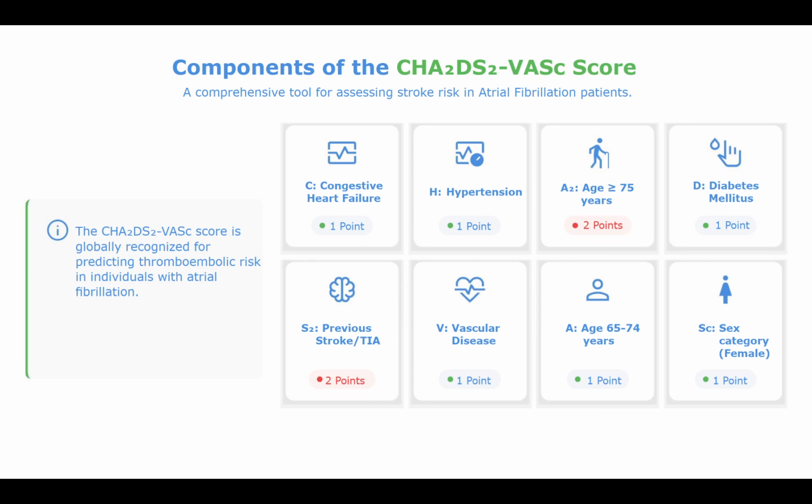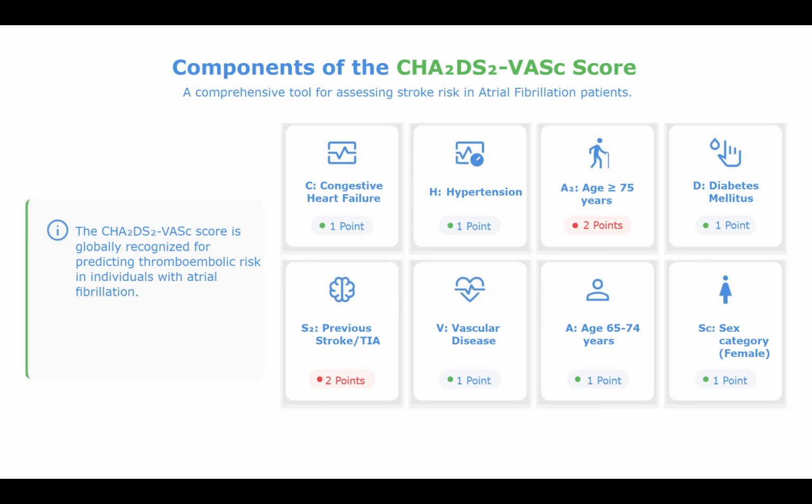A2 is a critical factor signifying age 75 years or older. This age group carries a significantly higher stroke risk, so this factor rightly contributes 2 points, reflecting its elevated weight in the assessment. D is for diabetes mellitus, which adds 1 point to the score. S2 stands for history of stroke, a transient ischemic attack, or any prior thromboembolism. This is another high impact factor, scoring 2 points because a previous event indicates a very high risk of recurrence.